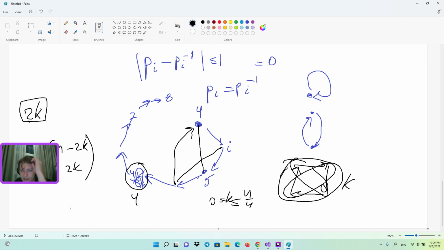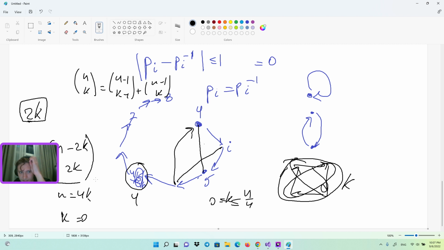This is just a mathematical recurrence. You see that this is true when n equals 4k and when k equals 0. And also you see the same recurrence as in these choose numbers, that n choose k equals n minus 1 choose k minus 1 plus n minus 1 choose k. Okay, so this can be done this number of ways.